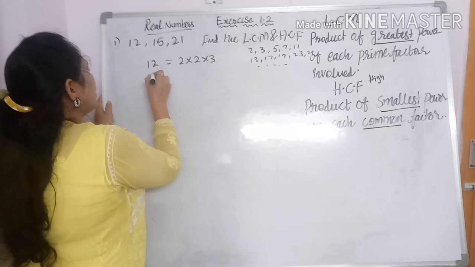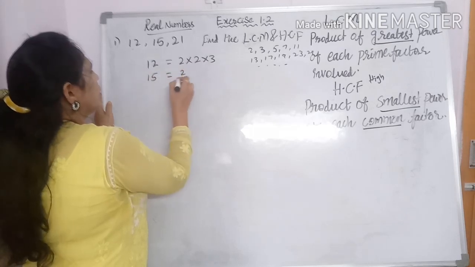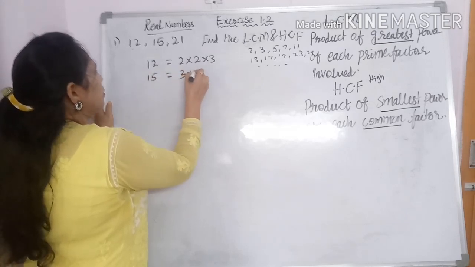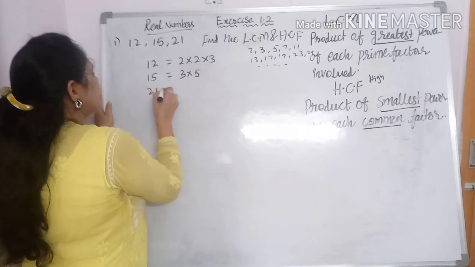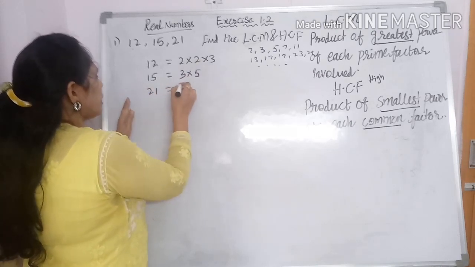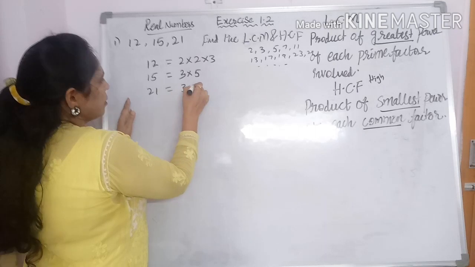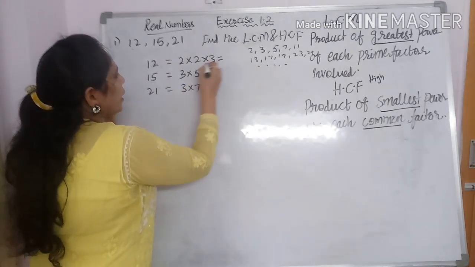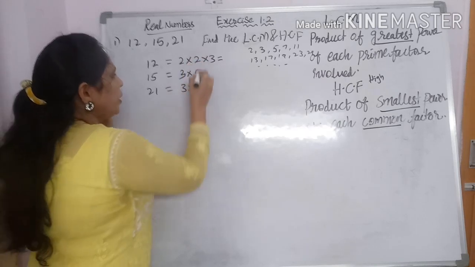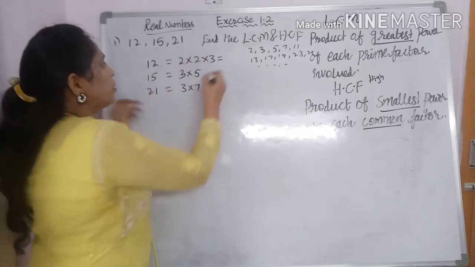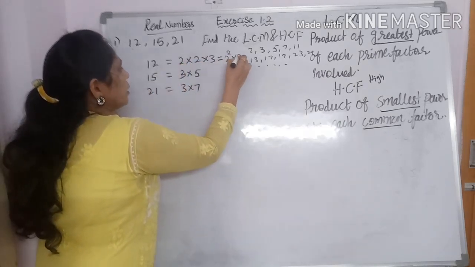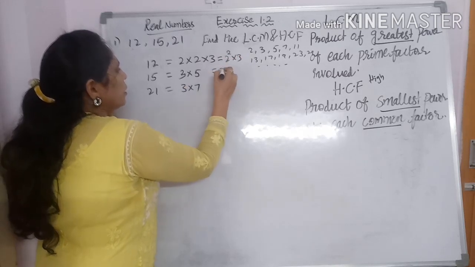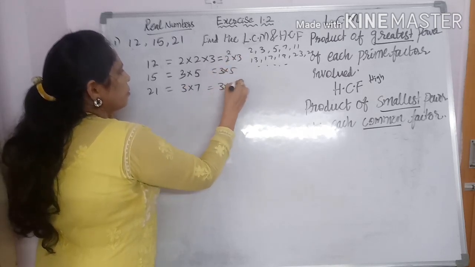Now take 15, 3 into 5. Now 21 can be expressed as 3 into 7. Okay, how can we write here? 2 into 2 is nothing but 2 squared into 3. In this, 3 into 5, write as it is, 3 into 5.